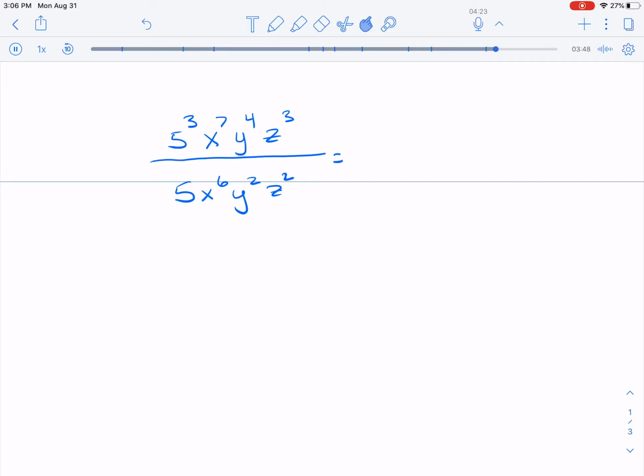Well, first let's go ahead and make sure that we put a 1 here. Remember, when it's missing an exponent, we place a 1. So let's go back. We have 5 to the 3rd minus 1, x to the 7th minus 6, y to the 4th minus 2, and z to the 3 minus 2, which leaves us with 5 squared x y squared z.